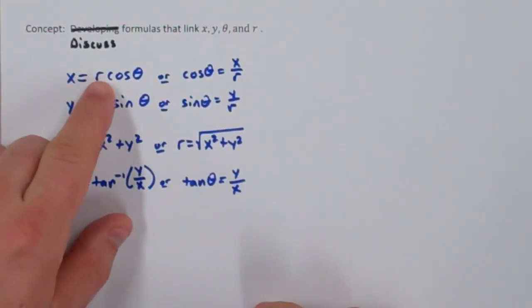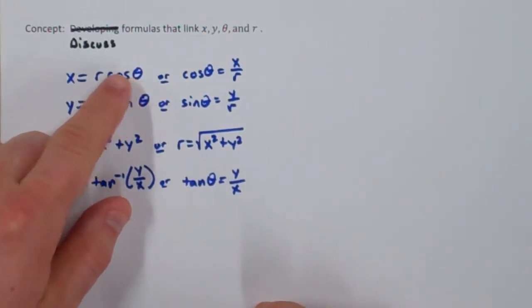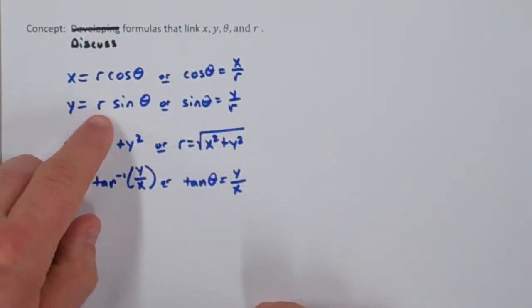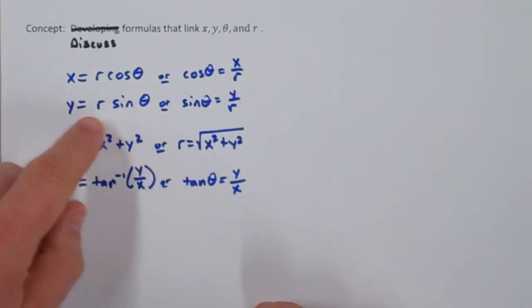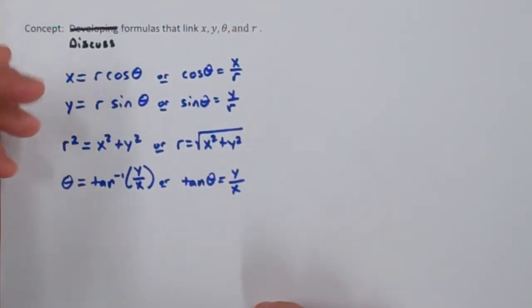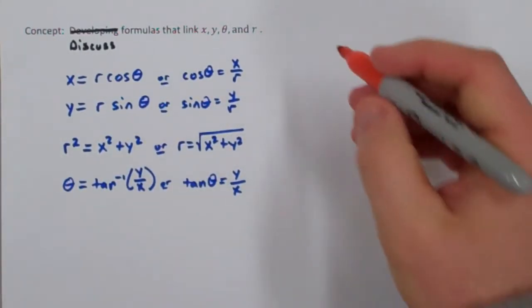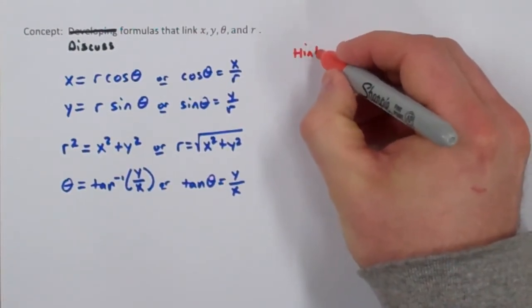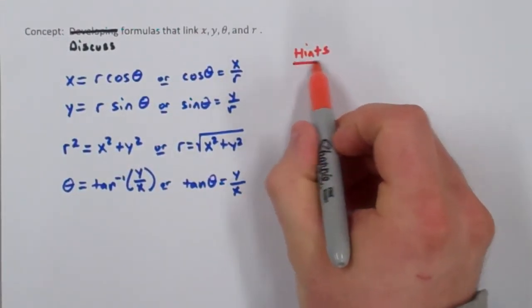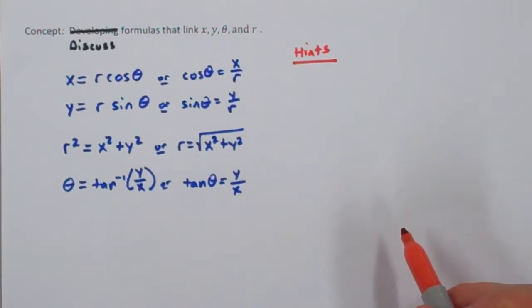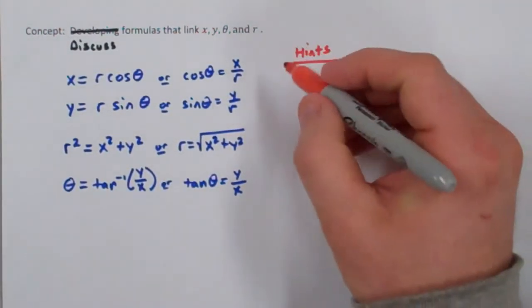So if you ever see r cosine theta and you want to make it an x, you can. If you see r sine theta anywhere and you want to make it a y, you can. So we can take out that part of an equation and substitute in whatever it's equal to. There's a few hints for this, so I'll put those over here on the right hand side. Not one thing is going to work every time, so it's kind of similar to verifying trigonometric identities, if you're thinking back to an earlier time.